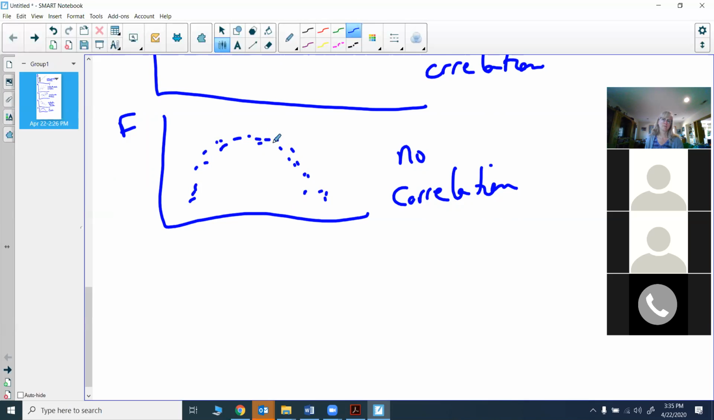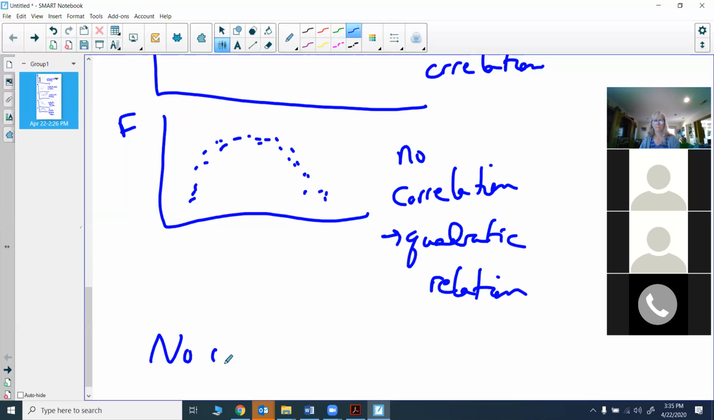Anybody know what this one's called? Quadratic? Yeah, this one looks like it has a quadratic relationship. So there's no correlation here, but it has a quadratic relationship. One of the things I want to caution you on is that something said to have no correlation does not mean that there's no relationship. It just means it's not a linear relationship. So no correlation just means no linear relationship, but there could be another type of relationship.